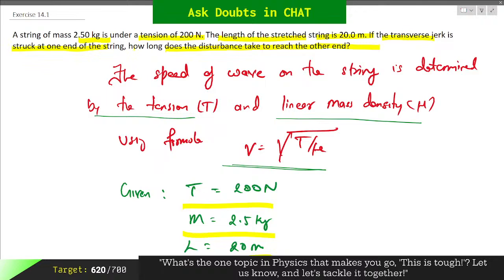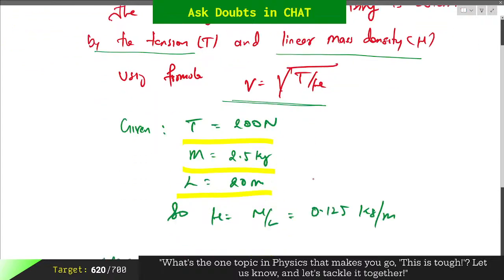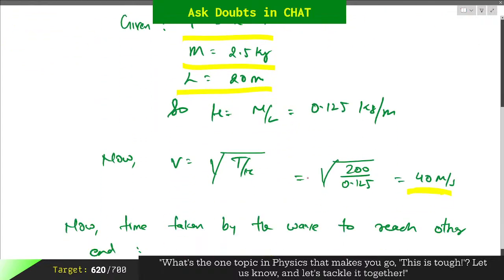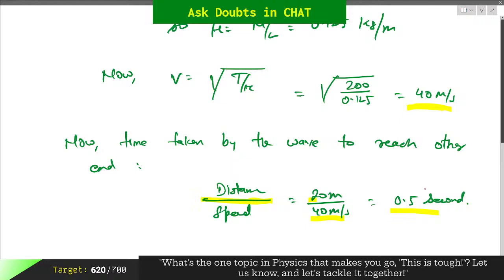Given the tension, the linear mass density is also hinted over here, as the mass is given and the length of the string is given. So we can easily calculate the linear mass density. So we can easily use this formula to find out the speed of the wave over there, the speed of the jerk over there, and then we will divide the distance by it, and we will find the time, that is 0.5 second.